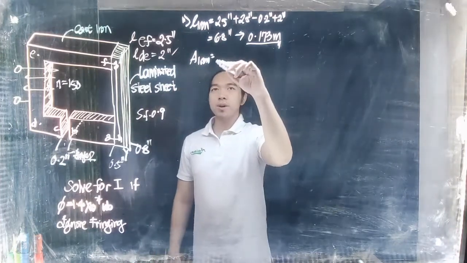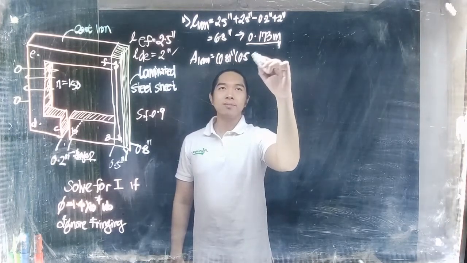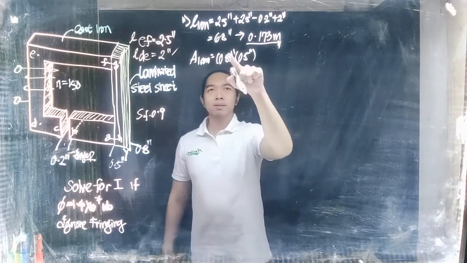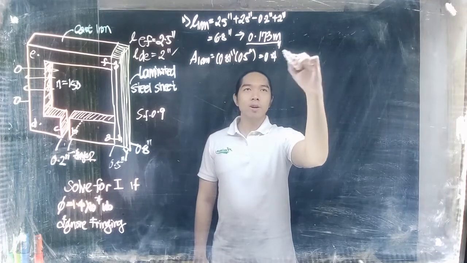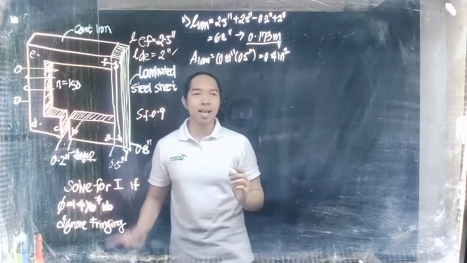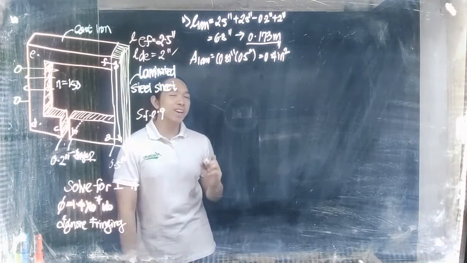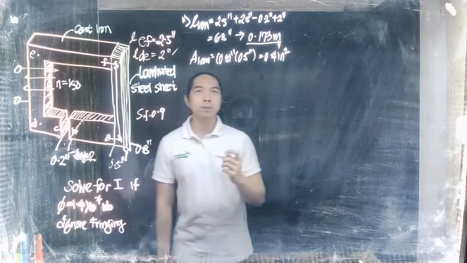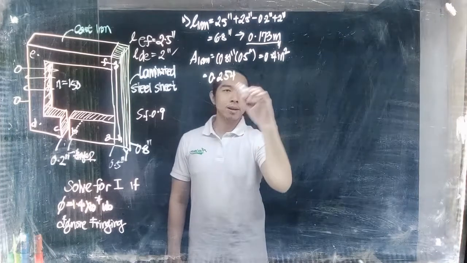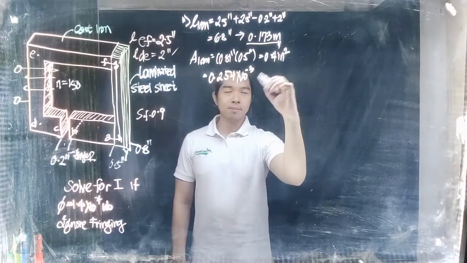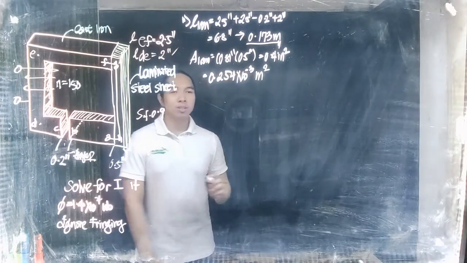That would be 0.8 inches multiplied by 0.5 inches, which gives us 0.4 inches squared. Converting that to meters squared, because that is what we need with the Weber when we divide to find the flux density, this gives us 0.254 times 10 raised to negative 3 meters squared. So we have the cross-sectional area of the iron. What would be next?